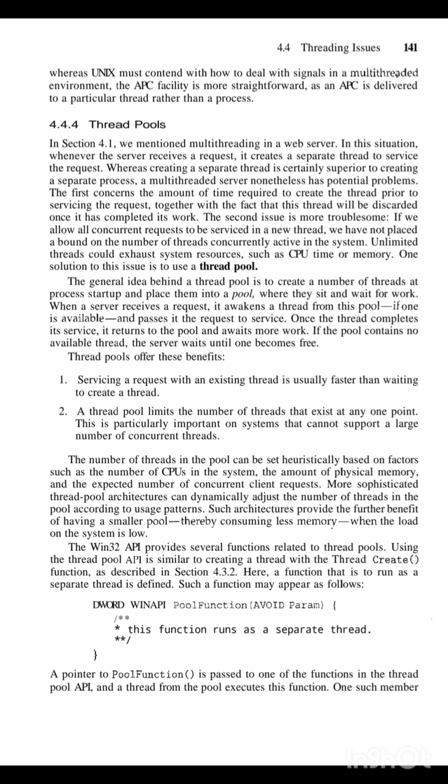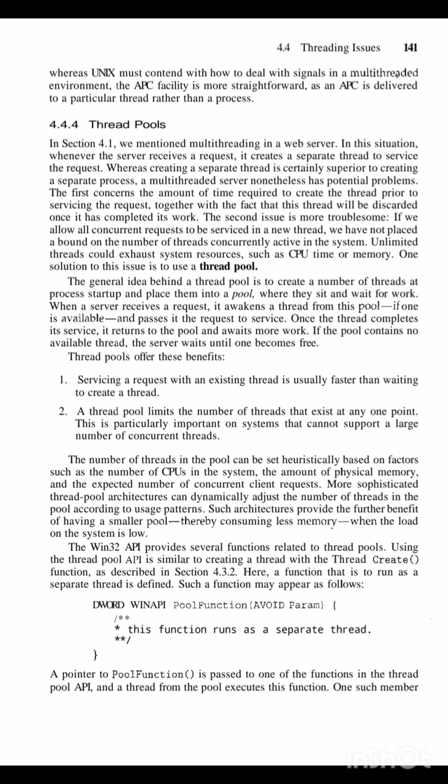More sophisticated thread pool architectures can dynamically adjust the number of threads in the pool according to usage patterns. Such architectures provide the further benefit of having a smaller pool, thereby consuming less memory when the load on the system is low. The Win32 API provides several functions related to thread pools.